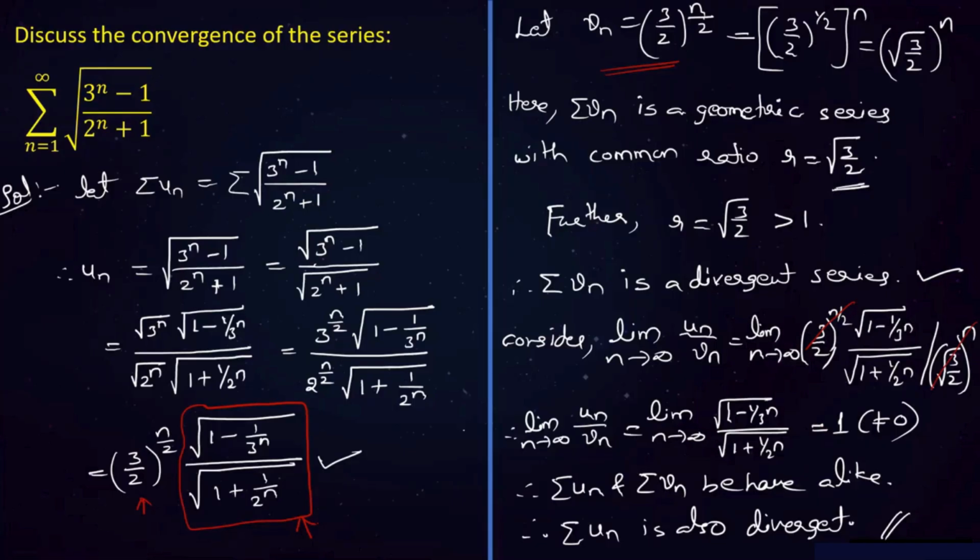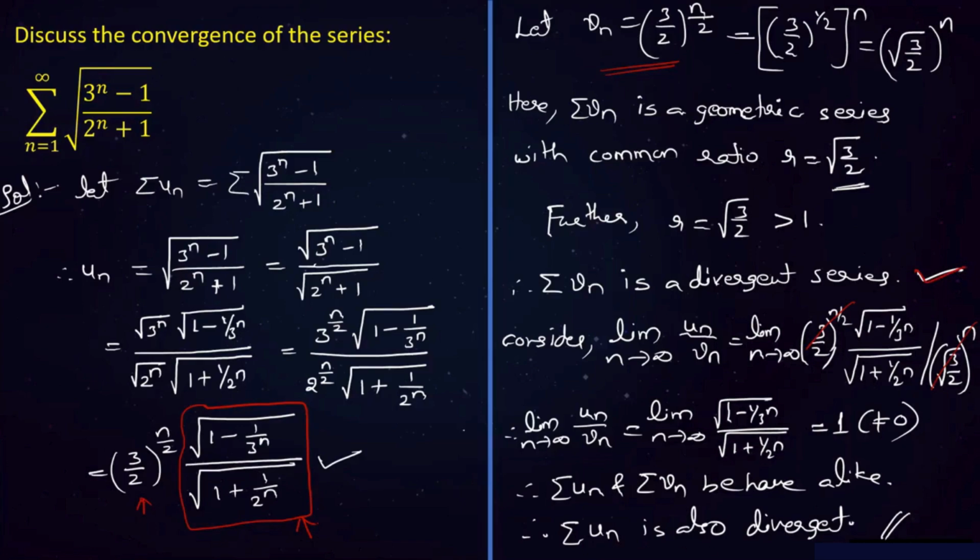Since it is finite and non-zero, we can easily understand both un as well as vn behave alike, right? That's how, since these two behave alike, we can say summation un. As we know, summation vn is already a divergent series. We have already identified this. Since this is a divergent series, we can say un is also a divergent series, right?